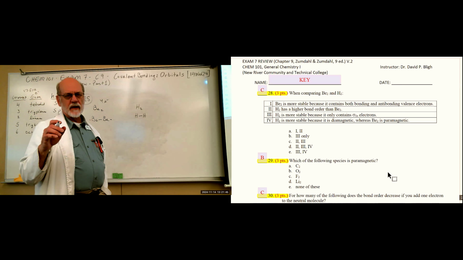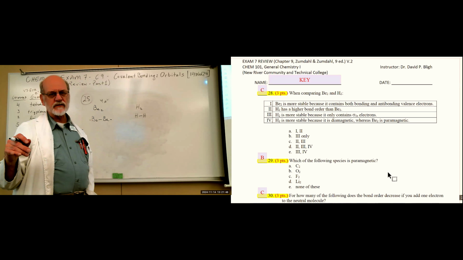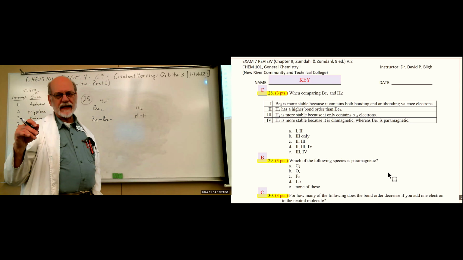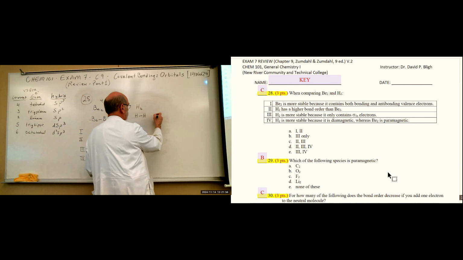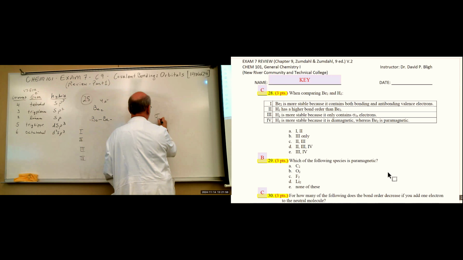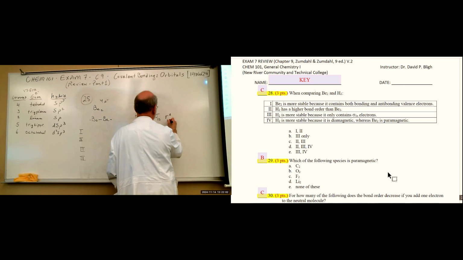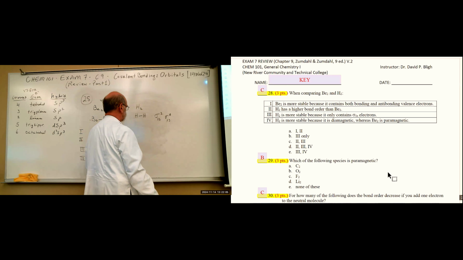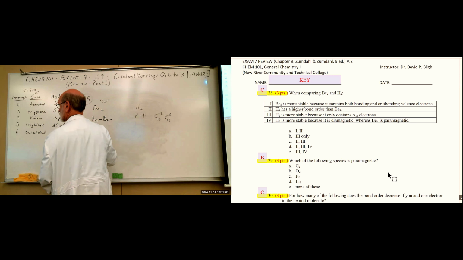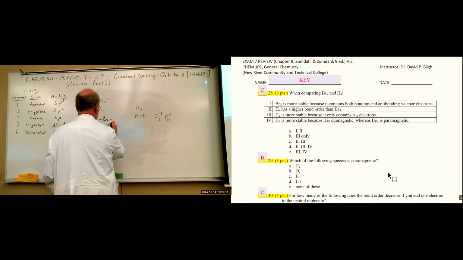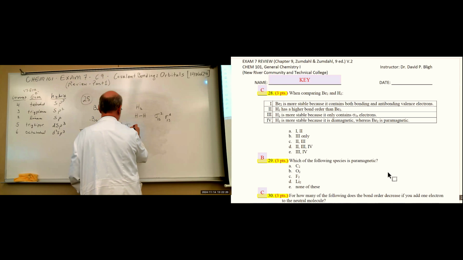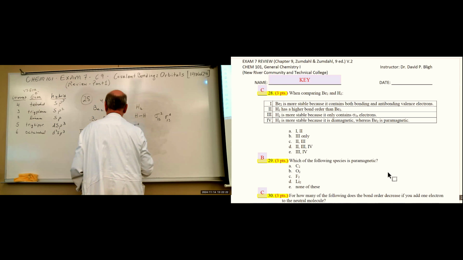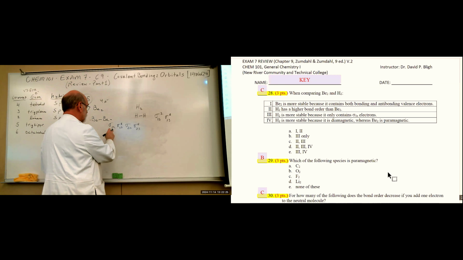Number 1 says Be2 is more stable because it contains both bonding and anti-bonding valence electrons. They're looking for this one has a sigma 1s and a sigma star 1s. Both of those electrons are there. Beryllium has sigma 1s, sigma star 1s, sigma 2s, and sigma star 2s. These are both full.